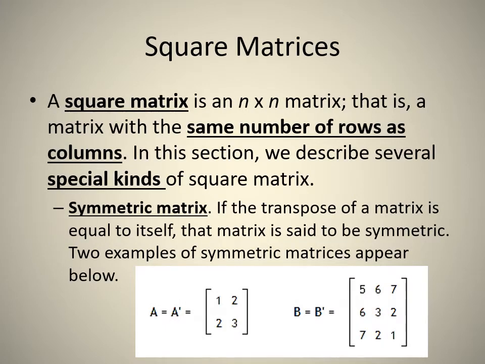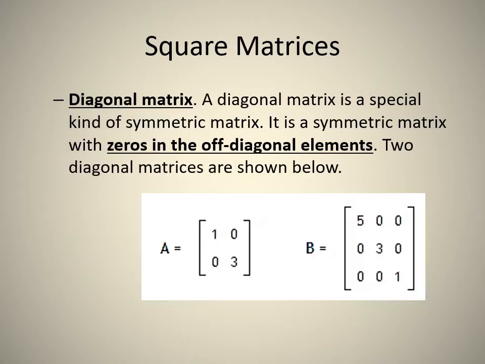I want to remind you again that you get a special type of matrix, a square matrix, where the number of rows equals the number of columns, and within that you get a special type of square matrix called a symmetric matrix, where the off diagonals match each other or are equal, and where the transpose equals the original matrix. Another very important type of square matrix is what we call a diagonal matrix.